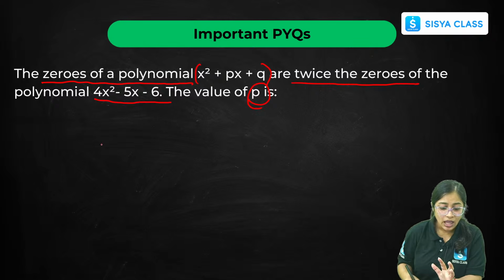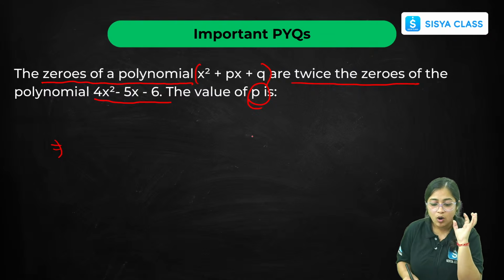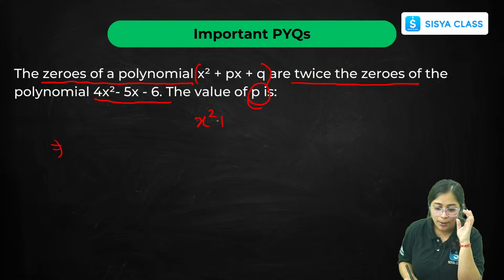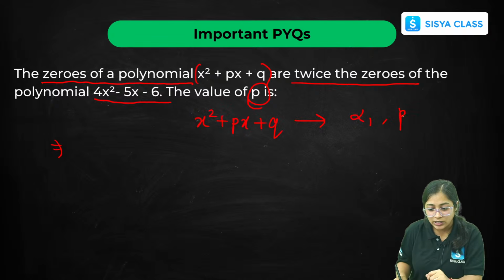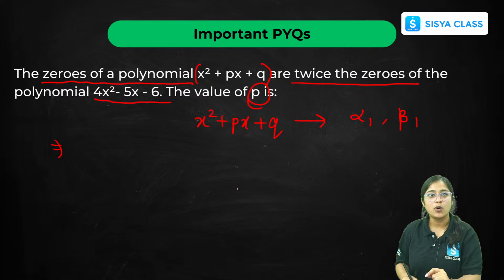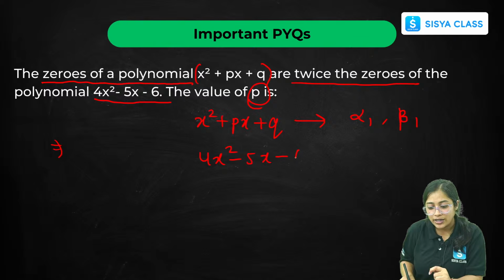Okay. So now we can assume here that the zeros of this polynomial x square plus px plus q are, let's suppose, alpha 1 and beta 1. Okay, that is the zeros of this polynomial. Now we have the second polynomial, that is 4x square minus 5x minus 6, right?